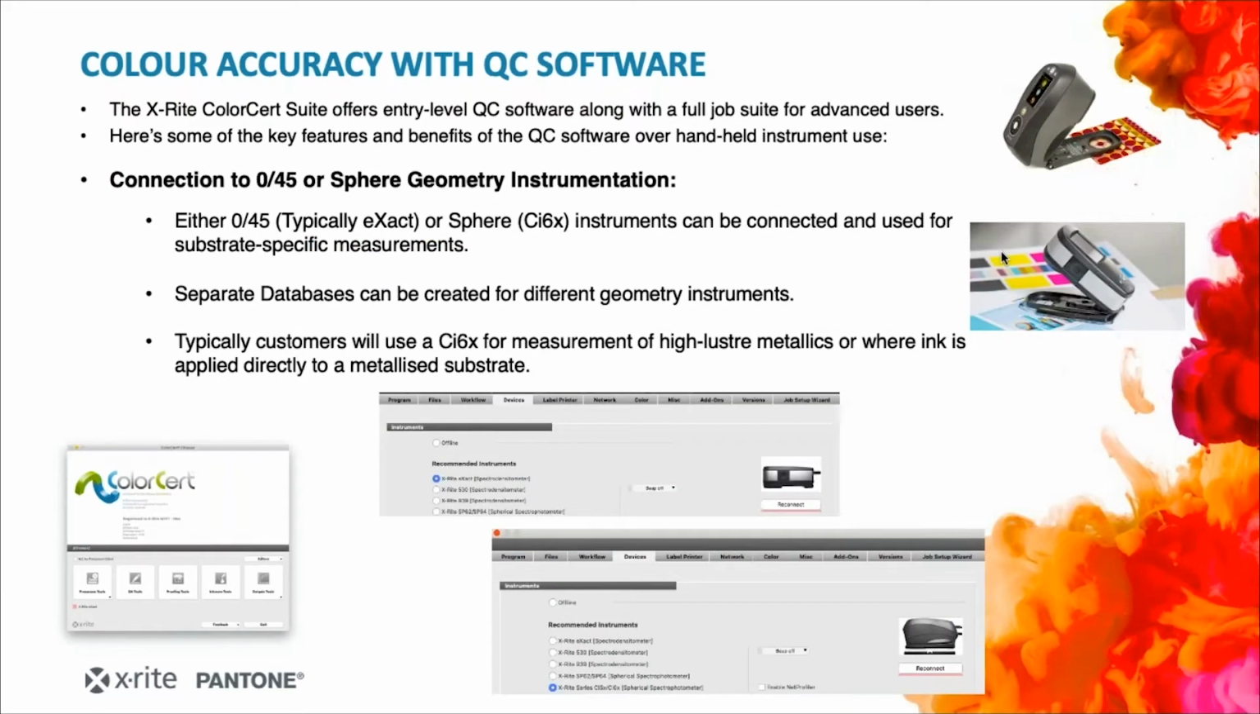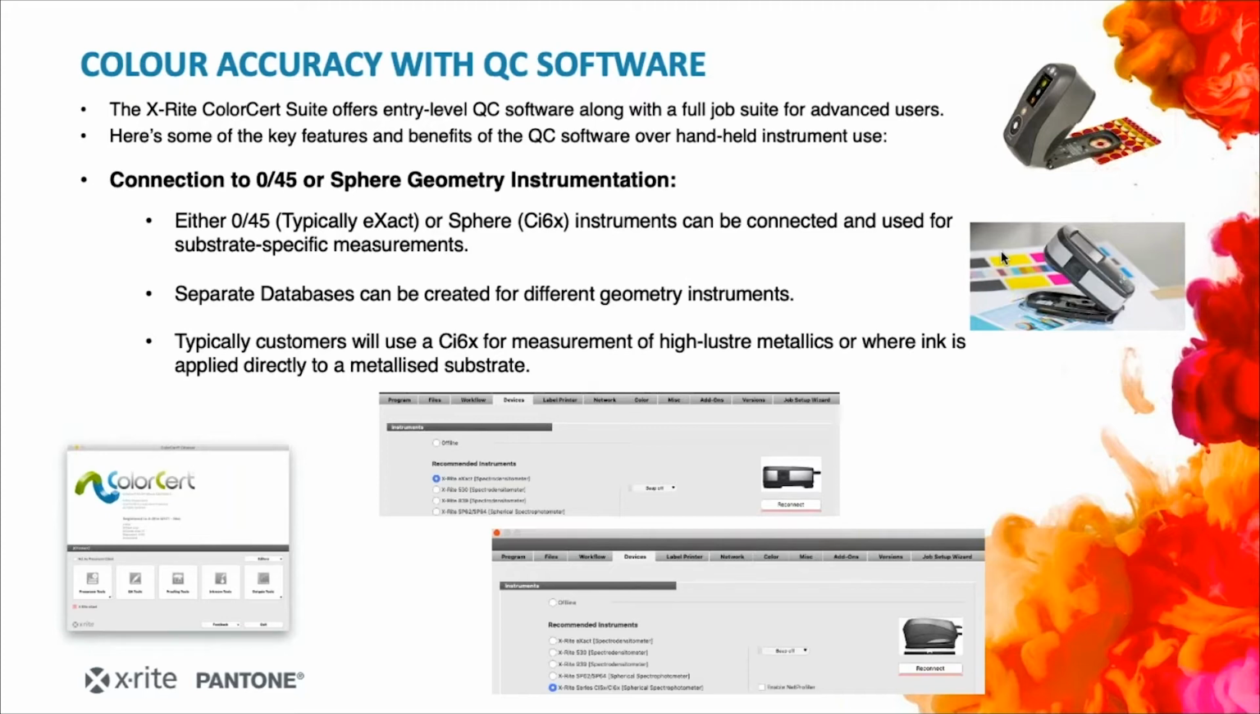Quality control software also gives you the flexibility to connect up multiple instruments or different instrument types more specifically. Just to expand on that a little further, typically in graphic arts, what we call a 045 or 450 geometry instrument is used, typically the Exact. Okay, this is very commonplace for measuring all types of different print and packaging.